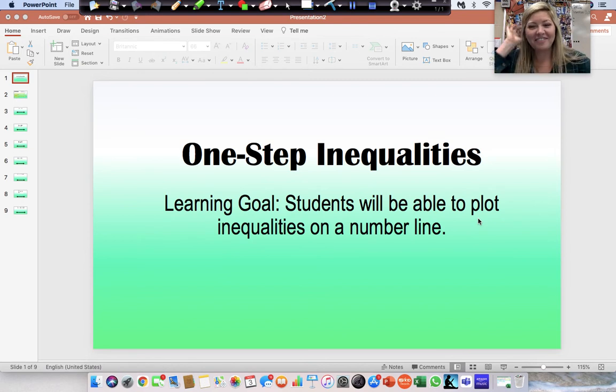Today, one of my students requested that, so I decided to play that for her. Today we are doing one-step inequalities. Our learning goal is that students will be able to plot inequalities on a number line.